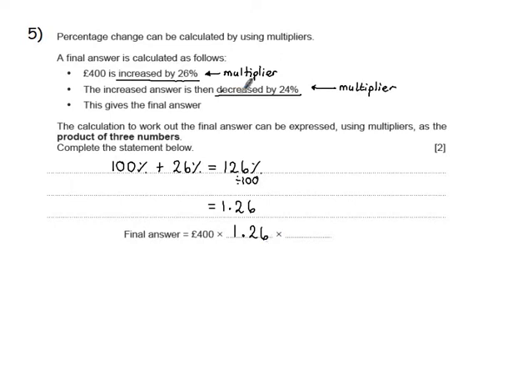So we've got decreased by 24% this time, so the answer from this first bit is going to be decreased by 24%. So we start with our 100, we take away, because we're decreasing, the 24%. So 100 take away 24 gives us 76%. Change to a decimal, so divide by 100 gives us 0.76. And there's our second multiplier, and it just gets slotted into the gap, so times 0.76. So whenever you're working out a multiplier, don't overcomplicate it. It is the same method every time.